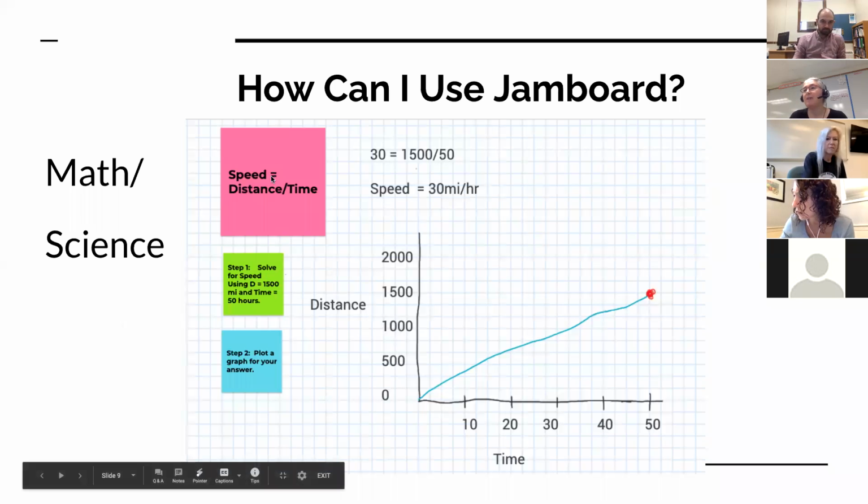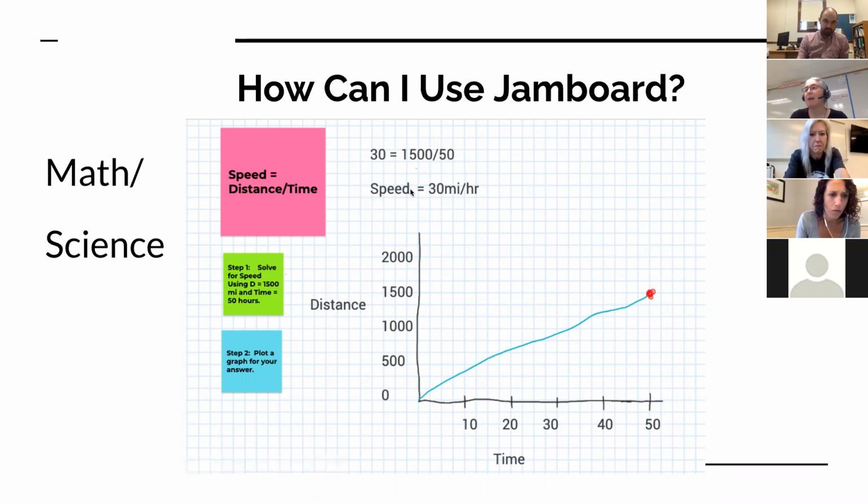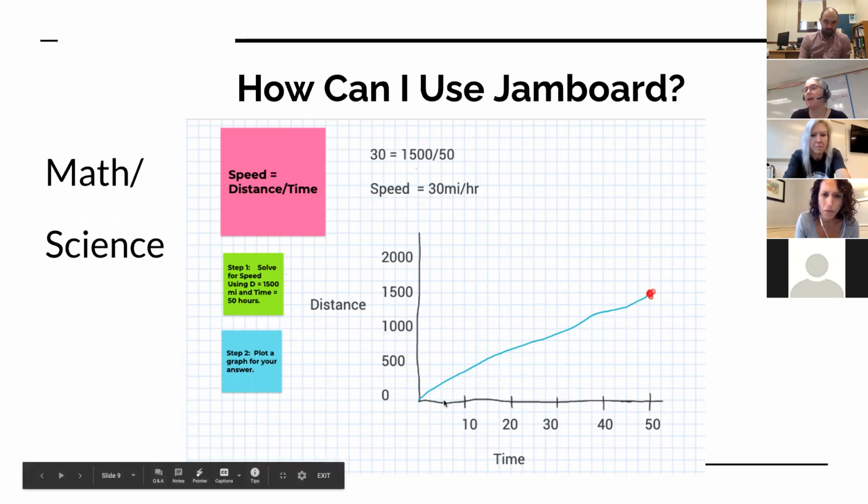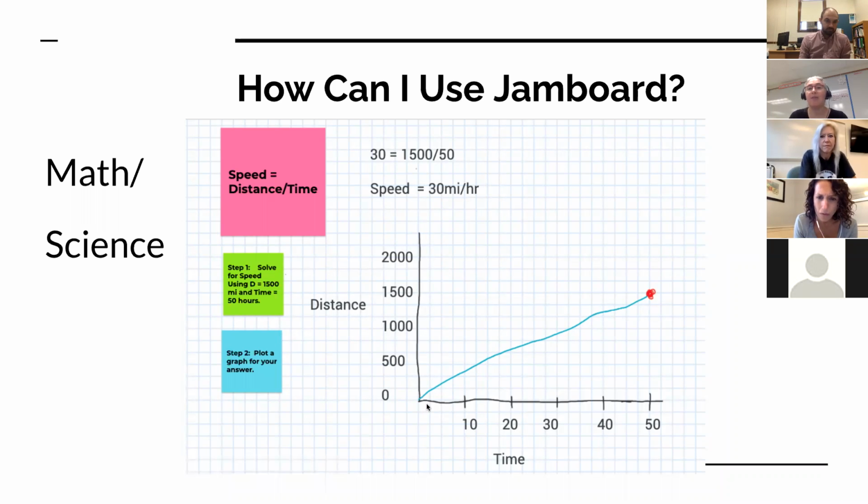So for math and science, I pre-prepared my Post-its. I typed in text boxes here, and then I free-handed the line to make an example. And students can go ahead and put these things together just on their own. So you can ask a student or a group of students to collaborate on Jamboard to create the equations for whatever topic that you happen to be teaching.